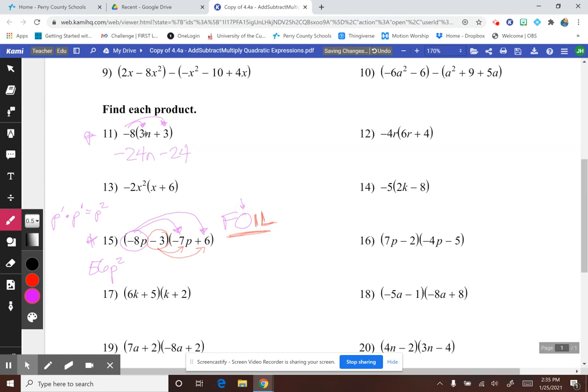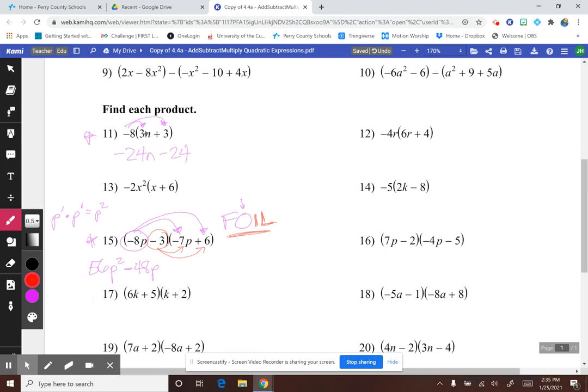Now let's move to our outer terms, which is what we're to do next. So negative 8p times positive 6. A negative times a positive is going to be a negative. I've got 8 times 6, which is going to be 48. And the p just kind of comes along for the ride. Again, there was no p here, so that's not going to be p squared.